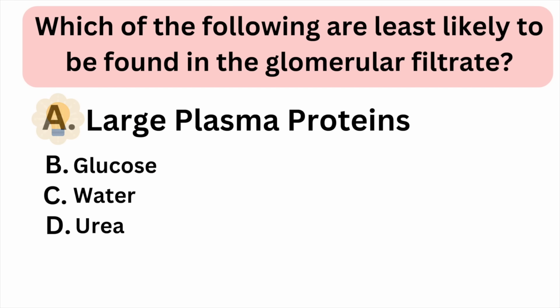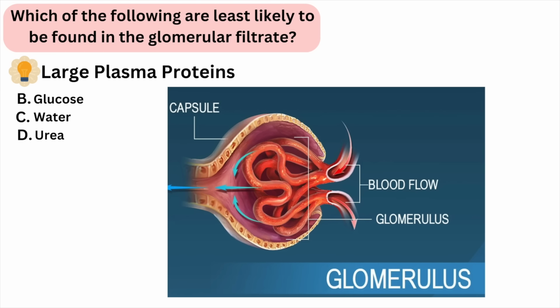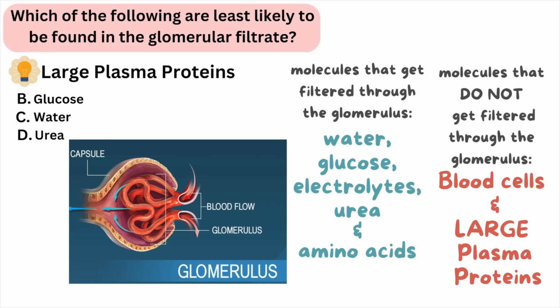Our answer here is large plasma proteins. The glomerulus is a cluster of small blood capillaries. Covering the glomerulus is a structure called the Bowman's capsule. Glomerular filtration is the process by which the kidneys filter waste product out of the blood. This waste leaves the glomerulus and enters the Bowman's capsule. The glomerular filtration barrier that surrounds the glomerulus only lets small molecules pass. So the molecules that get filtered through the glomerulus are water, glucose, electrolytes, urea, and amino acids. What does not get filtered through are blood cells and large plasma proteins.